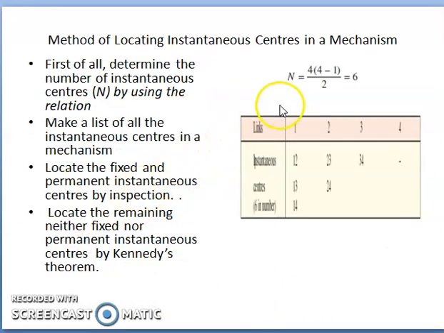The first step in the method for locating the instantaneous centers in a mechanism is to determine the number of instantaneous centers. You can determine that by using the relation N = n(n-1)/2, where n is the number of links. Suppose you have a 4-link mechanism, then N = 4 x (4-1)/2, which is equal to 6.